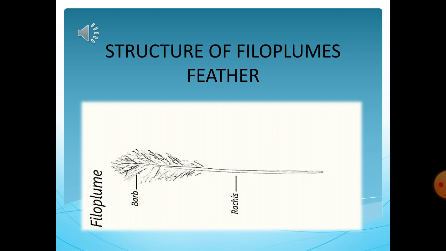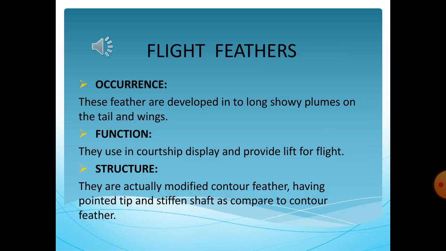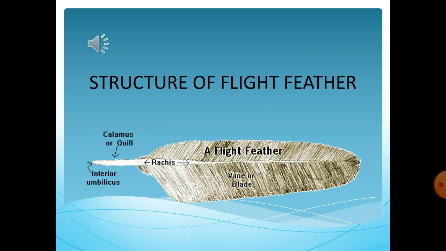Flight feathers. Flight feathers are long showy plumes on the tail and wings. These are also known as tail feathers and wing feathers. What is the function of flight feathers? They are used in courtship display and provide lift for flight. Structure of flight feathers: they are actually modified contour feathers, having a pointed tip and stiffened shaft as compared to contour feathers.